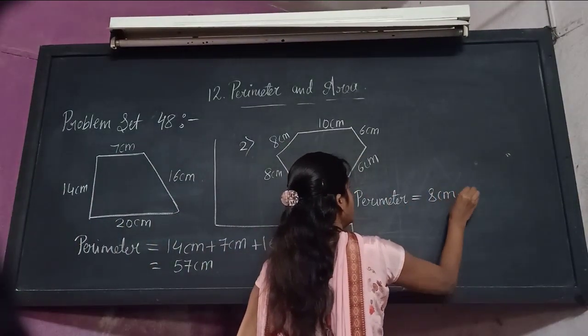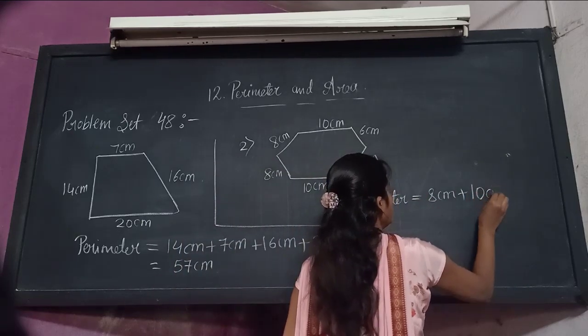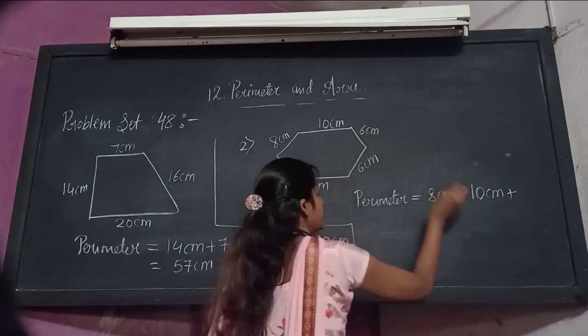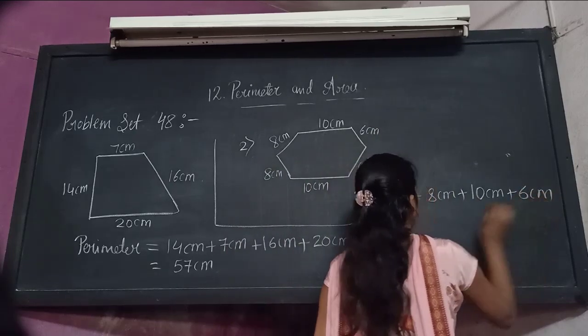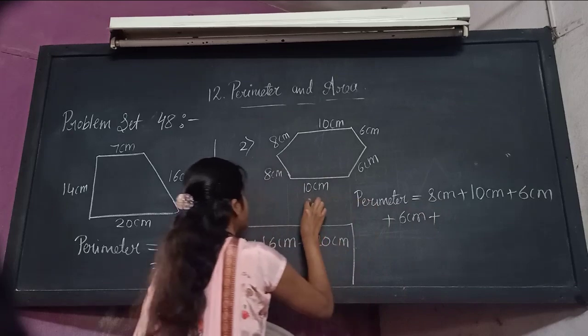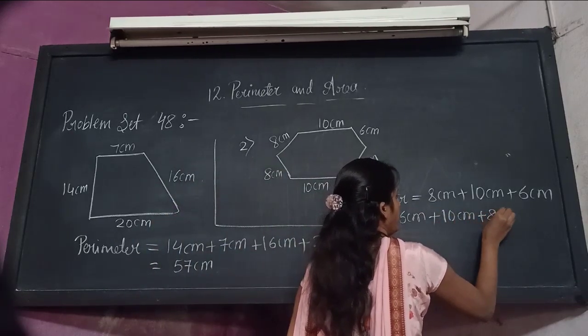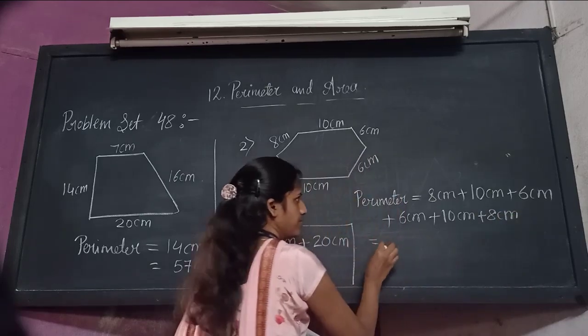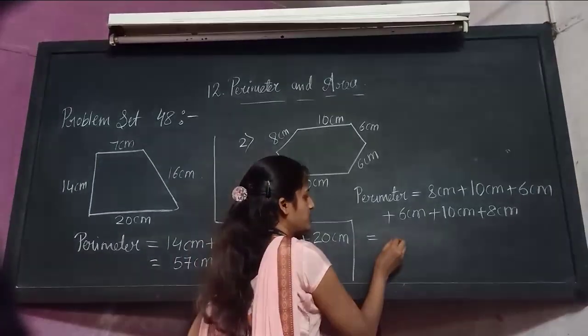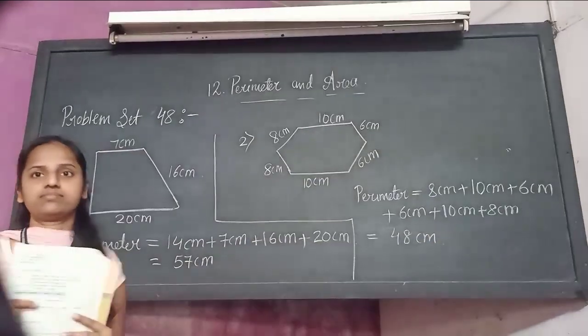8 centimeter plus 10 centimeter plus 6 centimeter plus again 6 centimeter plus 10 plus 8. Now add all the sides. Okay, after adding all the sides, you will get 48 centimeter. You can do the rough work.